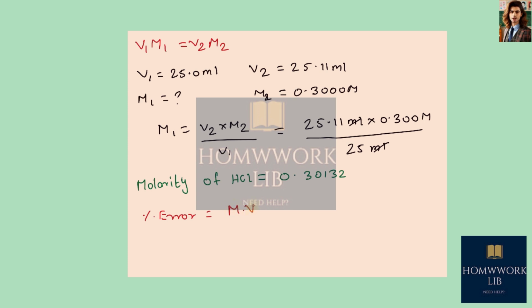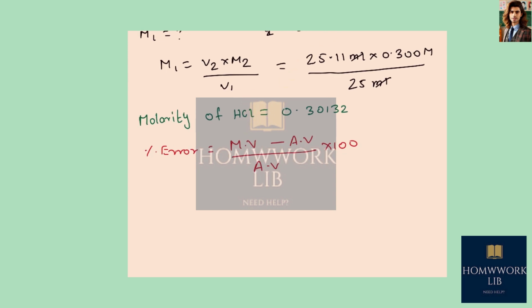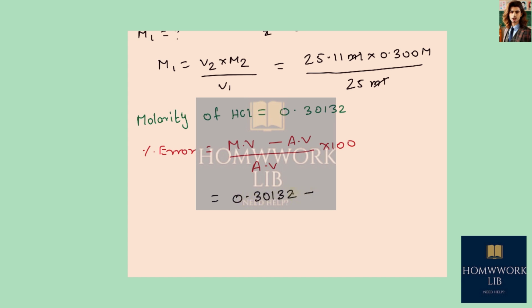and we know that the percent error is equal to the measured value minus the absolute value divided by the absolute value into 100. Therefore, from this the percent error would be equal to the measured value, which is 0.30132 minus the absolute value, that is the value that was predicted, which is 0.300, divided by the absolute value, which is 0.3000 into 100.